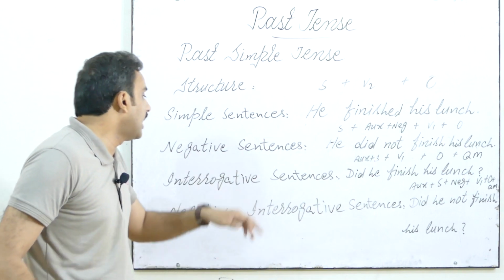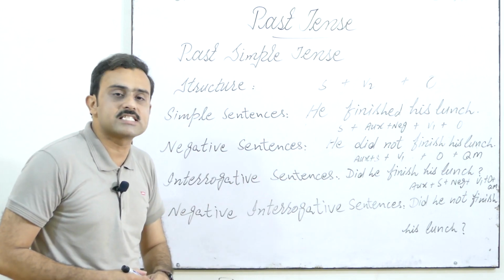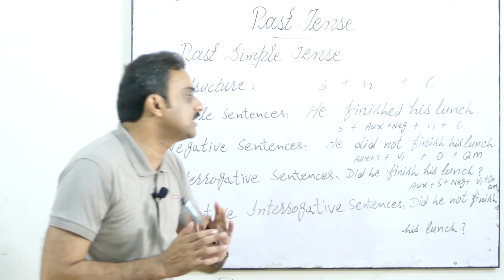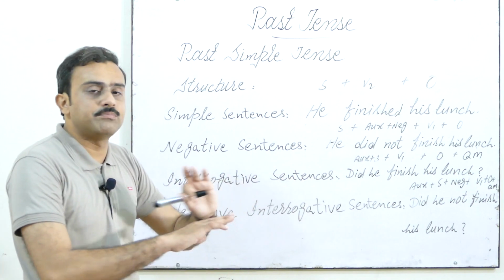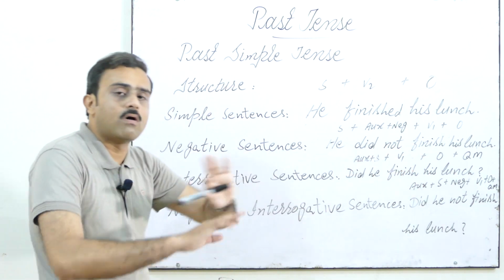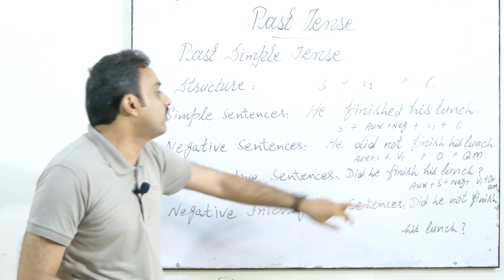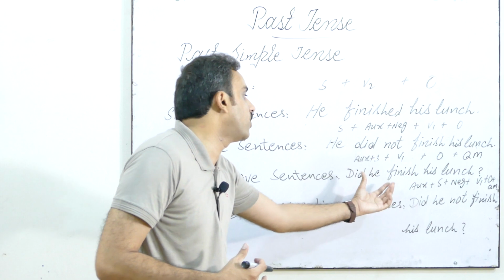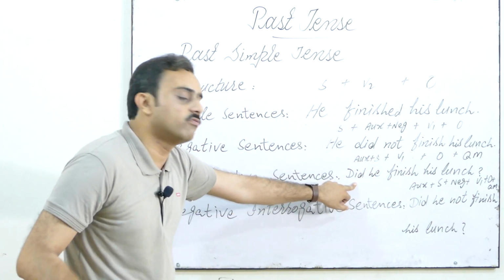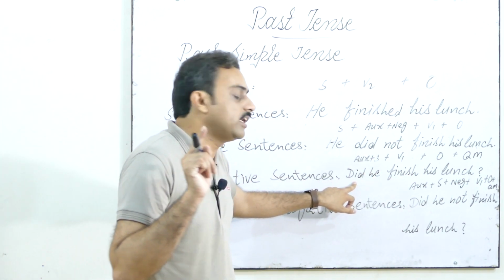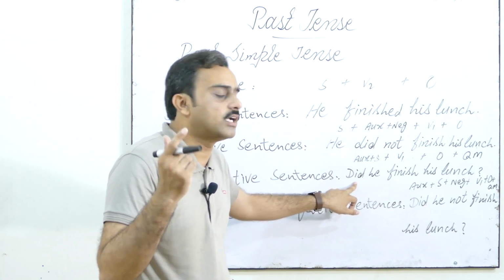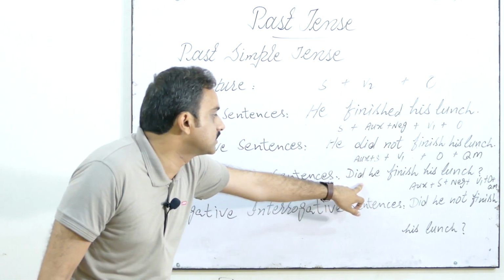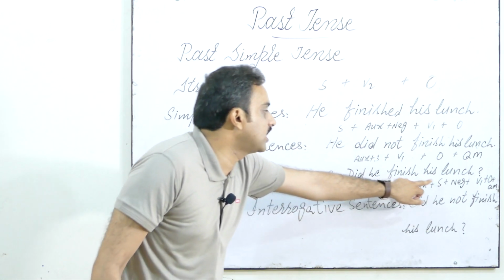And then we move towards the interrogative sentences. In interrogative sentences, we add something new, and this thing is the question mark. Besides the question mark, all the structure is the same. First of all, we use the auxiliary. We put the auxiliary before the subject. We use only one auxiliary in negative or interrogative sentences of past tense, and this auxiliary is did. So: did he finish his lunch?